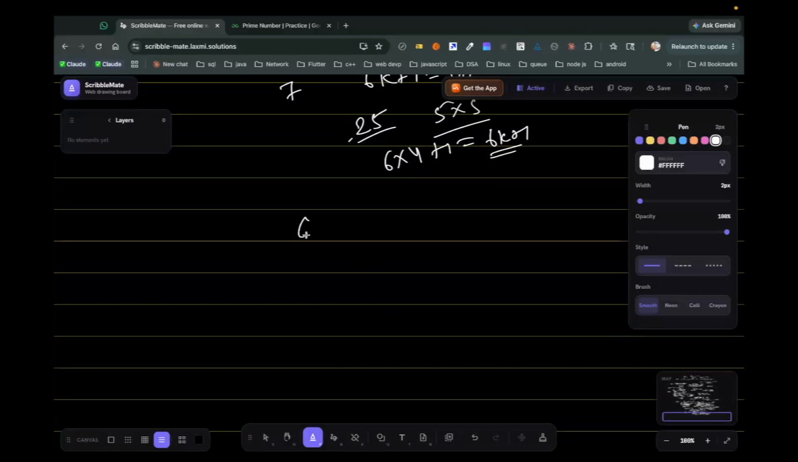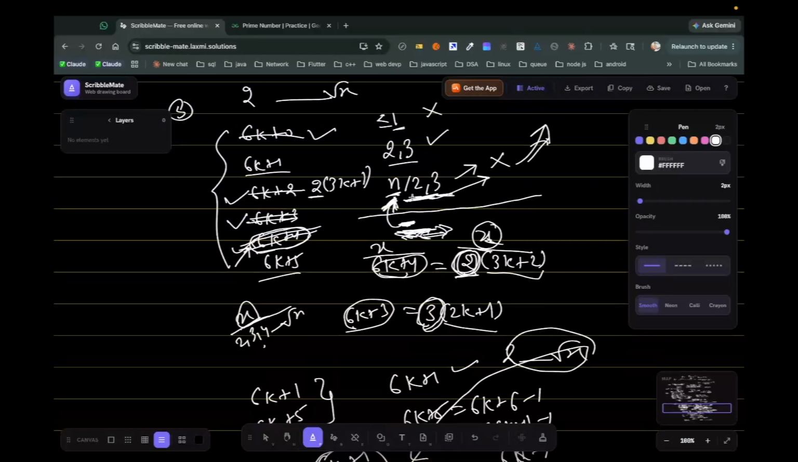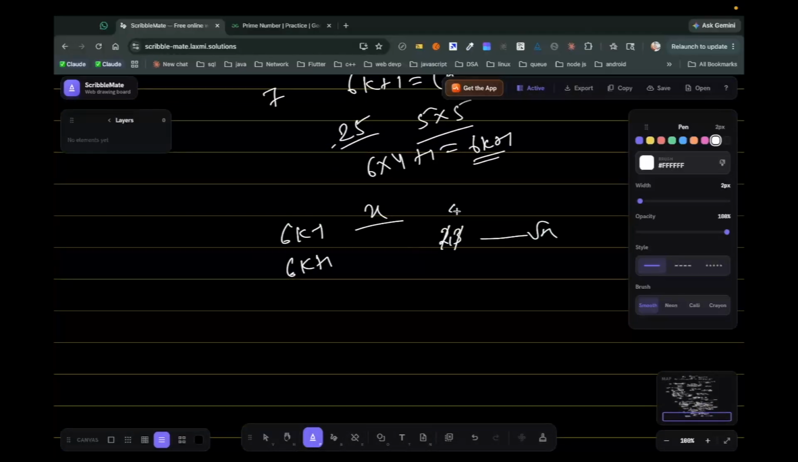So if only these two forms, 6k minus 1 and 6k plus 1, can divide x, now we have to check only for those numbers. So we'll start with the range 2 to root x. We checked 2 and 3 separately, right? We checked first here only, that x is divisible by 2 and 3, and for less than or equal to 1 also we checked. We are left with 4 to root x. Now 4 is of the form 6k plus 4, so we will not include 4 because we already rejected this.